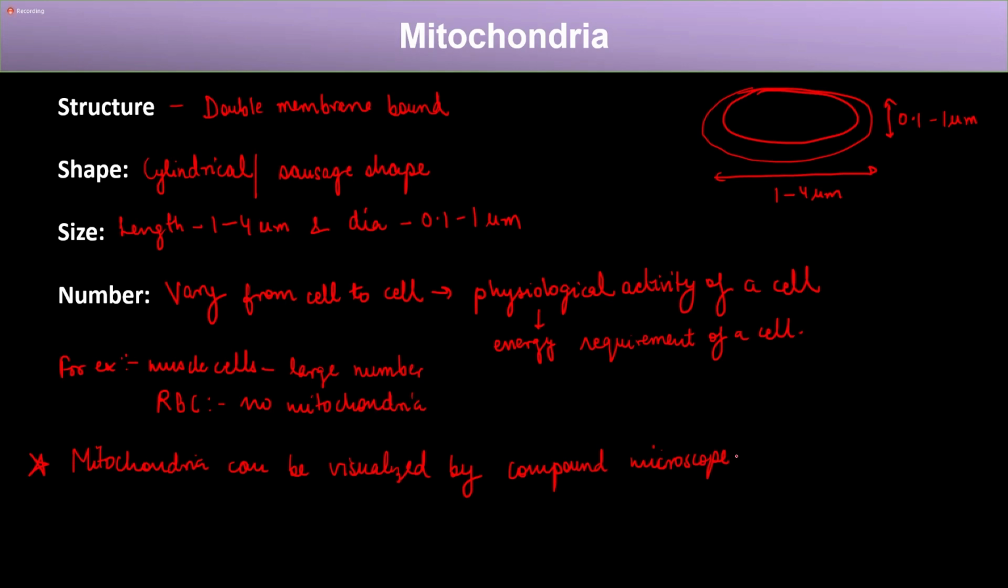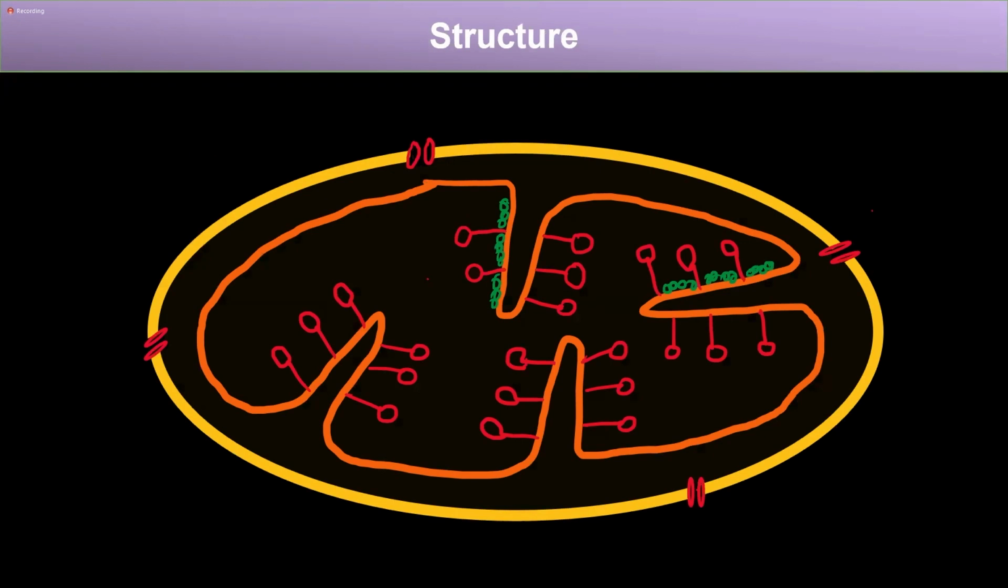So they can be visualized under compound microscope, but by using stain, and the stain that is used to see a mitochondria is known as Janus stain. So mitochondria cannot be visualized without staining. If you want to see a mitochondria, you have to use a compound microscope and stain it with the Janus stain. Now moving to the next part, we'll study the structure of mitochondria in detail.